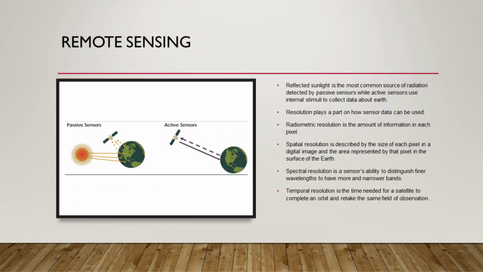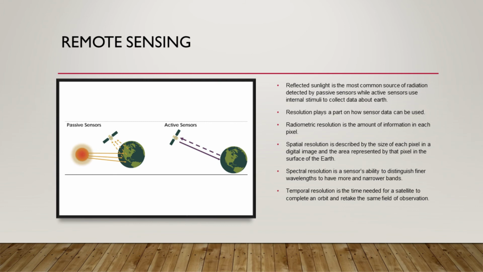Reflected sunlight is the most common source of radiation detected by passive sensors, while active sensors use internal stimuli to collect data about Earth. Resolution plays a part in how sensor data can be used. Radiometric resolution is the amount of information in each pixel. Spatial resolution is described by the size of each pixel in a digital image and the area represented by that pixel on the surface of the Earth.